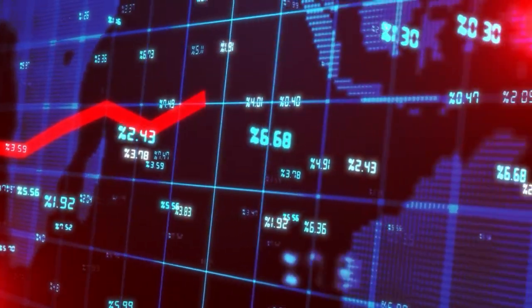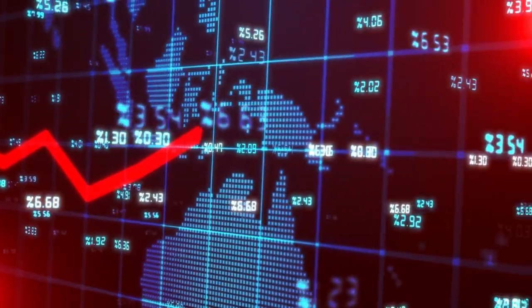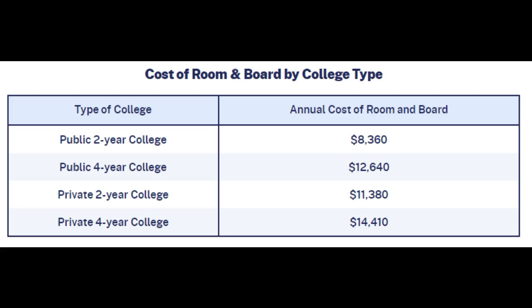We all know that the cost of college has gone up drastically in the last couple of decades, and room and board has been a big part of that. In 1990, room and board on average was $7,500 for a year. In 2022, it was $12,640. That's a 69% increase. Today, we're going to talk about how you can use a 529 plan to pay for room and board as a qualified expense.